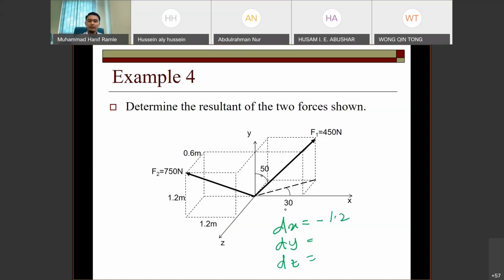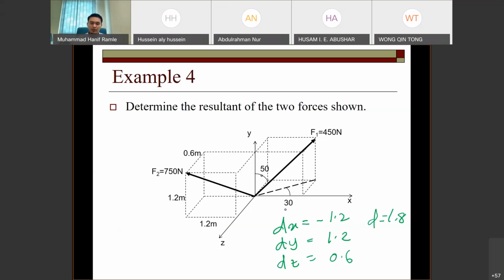Okay, dy? 1.2, positive. And dz? 0.6, positive. Correct. So how about d? You have to do it right now so we can have the discussion. 1.8. Is it similar to the others? Yes, doctor, correct.